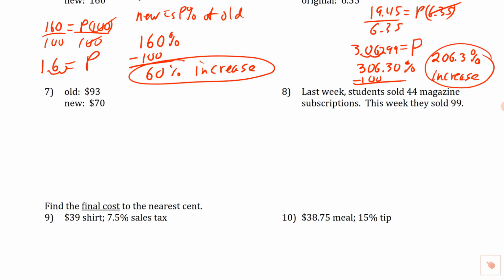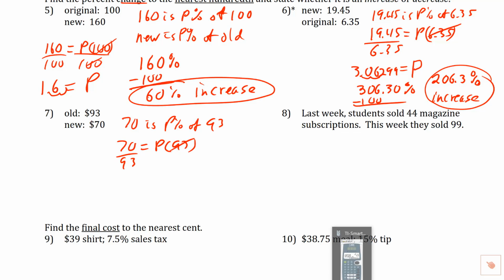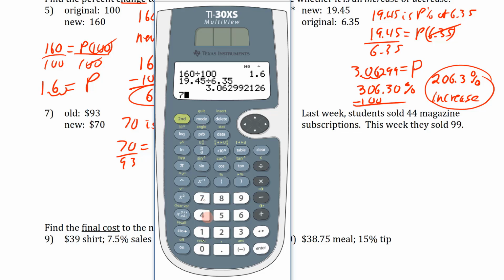Let's take a look at the next few. So let's take a look at number 7. So we've got the old price is $93, the new price is $70. So the new price is some percent of the old price. So 70 is some percent of 93. So 70 equals P times 93. We'll divide by 93, get rid of that, grab the calculator and see what we come up with.